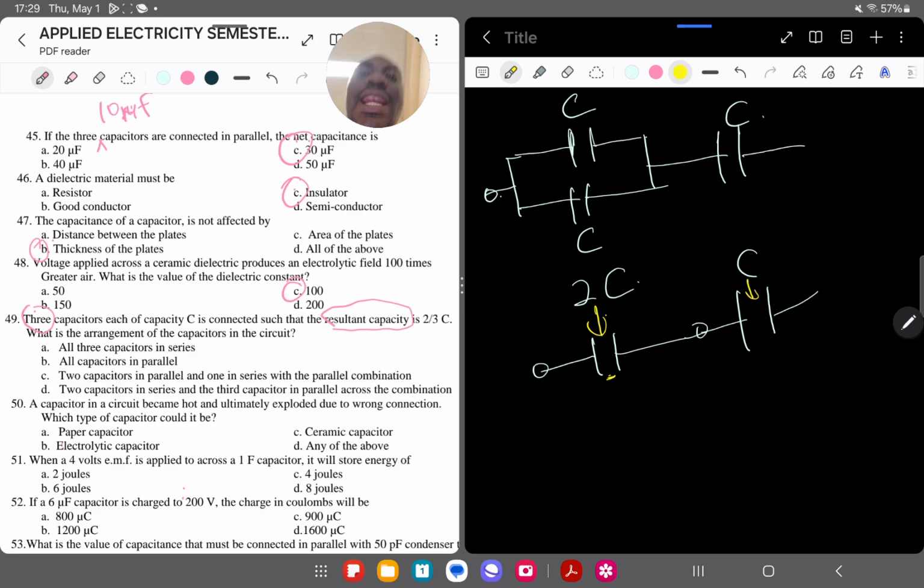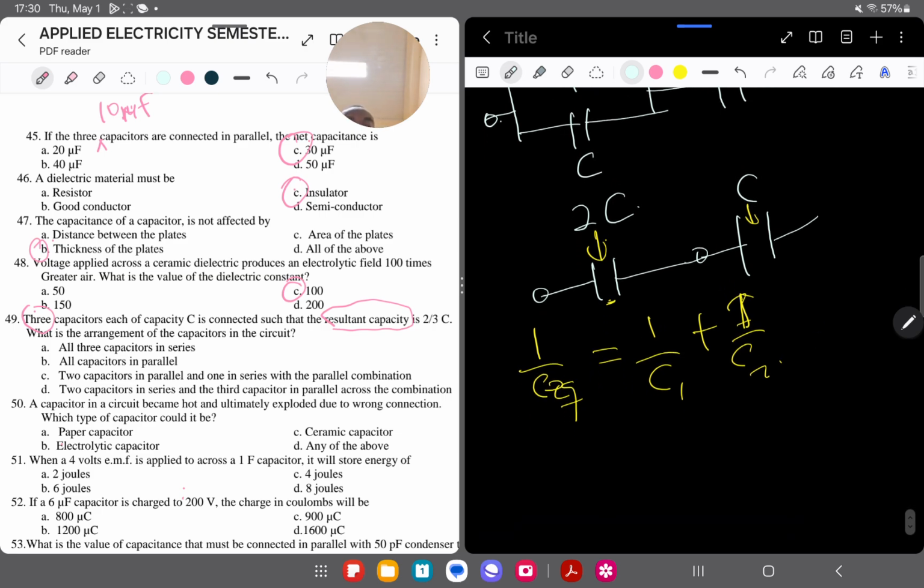So the capacitances are now different, and we are dealing with two of them, right? So you have to now use this formula. The equivalent capacitance here will be equal to 1 over C1 plus 1 over C2, right? Then when you simplify this, you realize that the equivalent capacitance will be equal to the product over their sum.